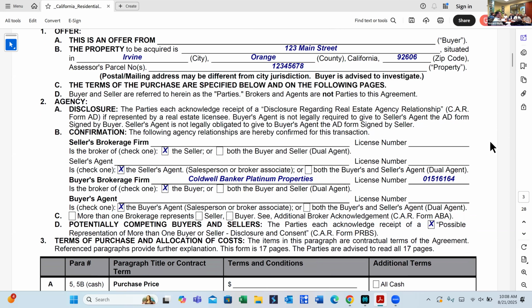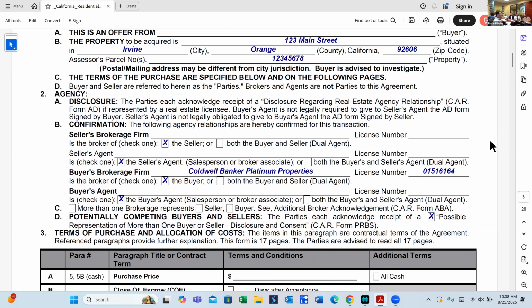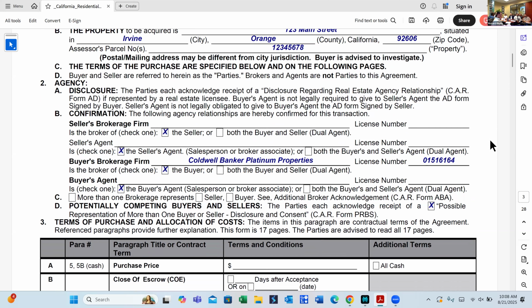So if you look at section 2B, it says confirmation, and this block is exactly what was mirroring in the disclosure regarding agency relationship. Under confirmation, seller's brokerage firm, let's assume it's our office, Coldwell Banker Platinum Properties, that's representing it, we would insert that information and the license number. And likewise, for the buyer's brokerage firm, in this case, we're saying it's going to be Coldwell Banker Platinum Properties.